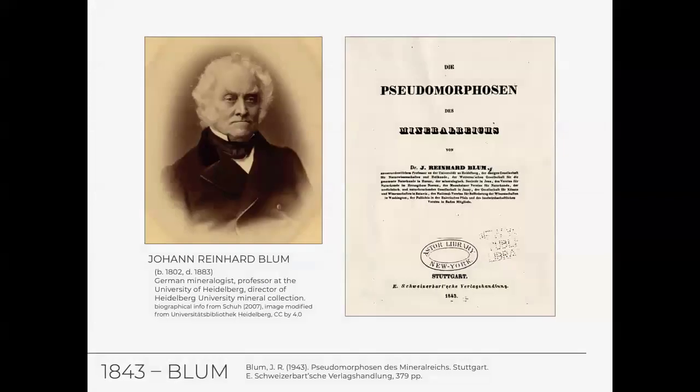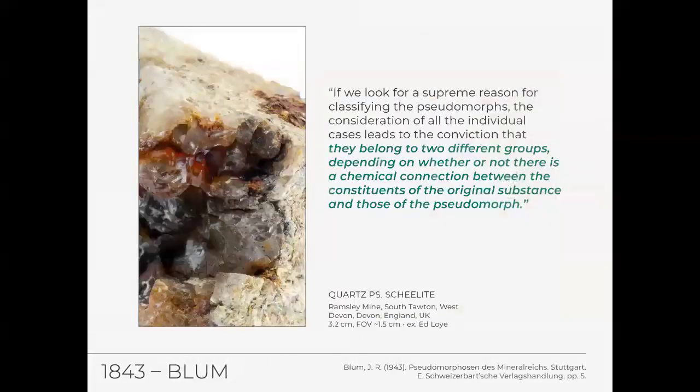In 1843, Blum publishes his Pseudomorphs of the Mineral Kingdom. This is a monumental contribution to the study of pseudomorphs. It contains not only discussion of the mechanisms of formation, but as Metz later describes, hundreds of pseudomorphic mineral formations and their locations are described in detail and lovingly. Blum will add 4 supplements to this work over the course of his life. He argues for classifying pseudomorphs by whether or not there is a chemical connection between the original substance and the resulting pseudomorph.